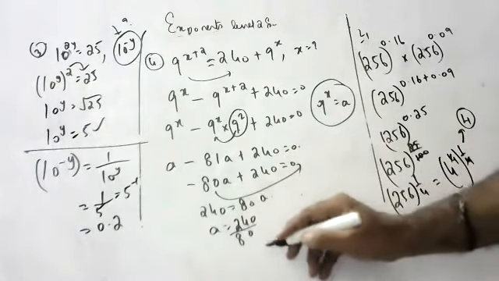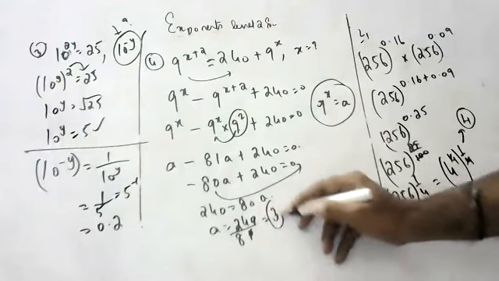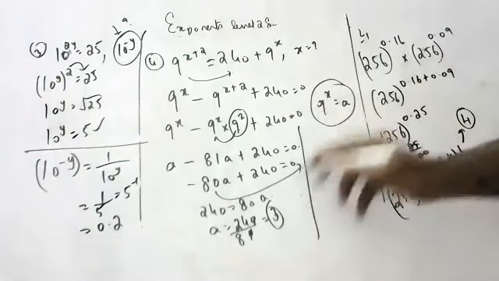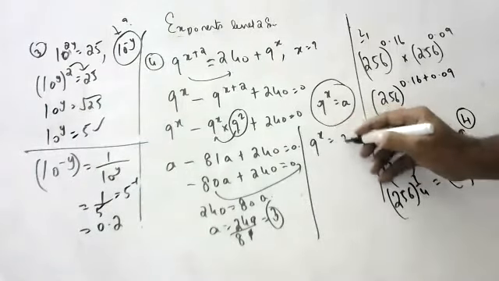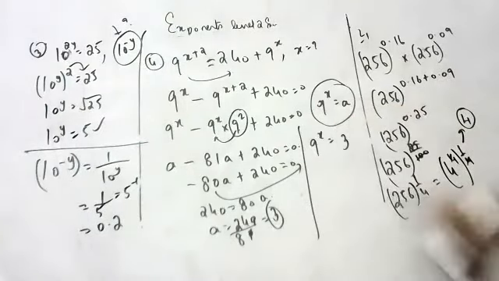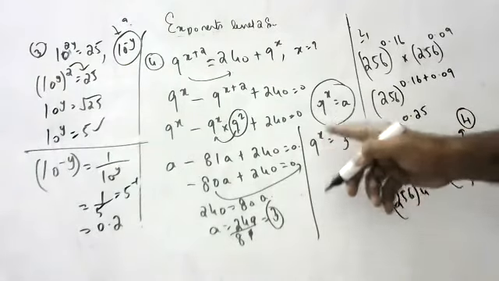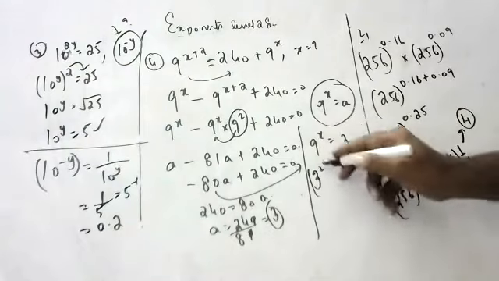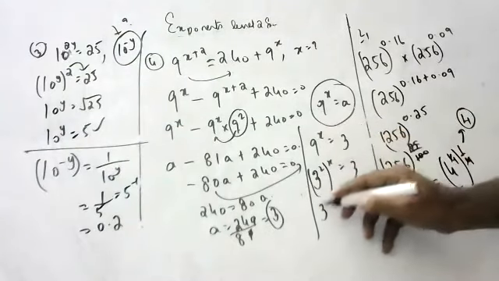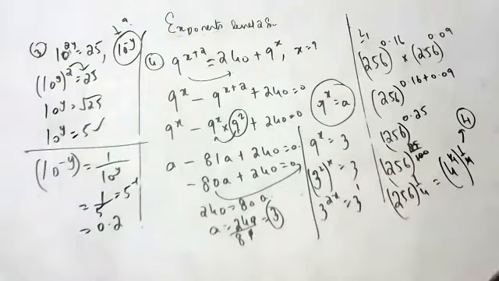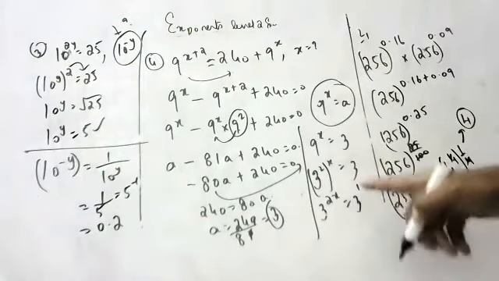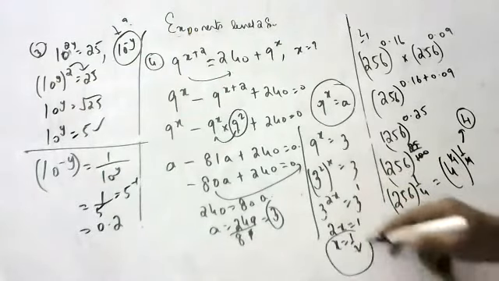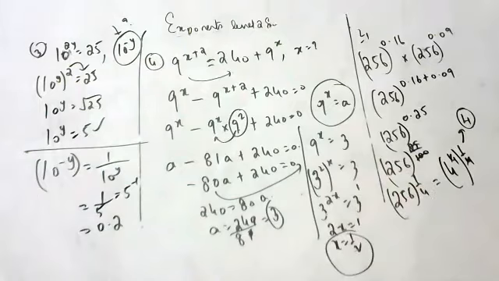How much is 240 by 80, children? 3. 8 3s are 24. So, children, see, 9 to the power of x is equal to 3. What can we write 9 to the power of x as, children? 3 to the power of 2x. 3 to the power of 2x is equal to 3 to the power of 1. When bases are the same, powers can be compared. 2x is equal to 1, x is equal to 1 by 2. x is equal to 1 by 2.